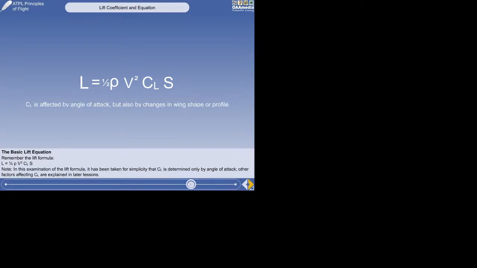Remember that for straight and level flight, lift must remain constant. It is important to remember this formula. L equals half ρv squared times Cl times S. During this examination of the lift formula, we are taking it for clarity that the Cl is determined by angle of attack, which is true. But Cl is also affected by changes in wing shape or profile, and some other factors, which are explained in a later lesson.